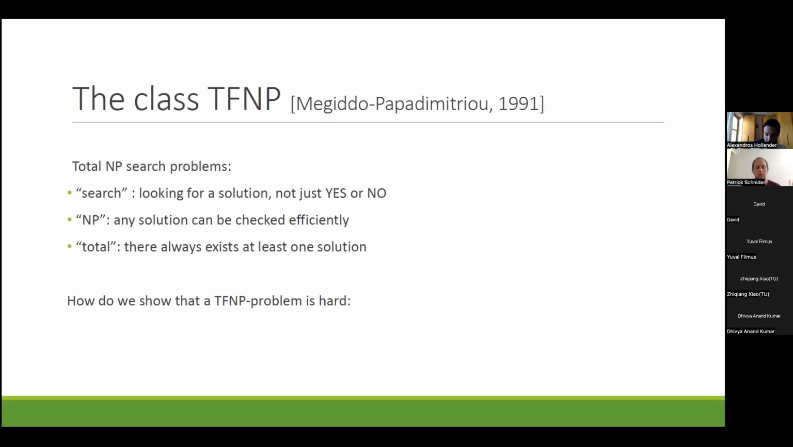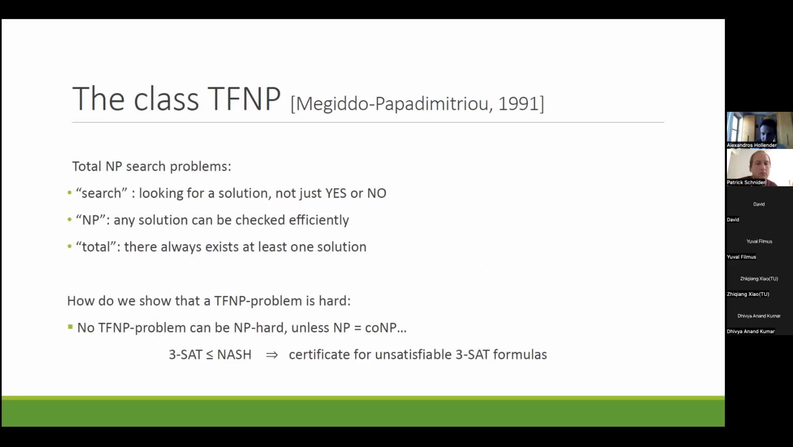So how do we provide evidence that a problem in TFNP is hard? As I mentioned earlier, we cannot hope for NP hardness, unless something very, very surprising happens, namely unless NP collapses to co-NP. We'll leave that as an exercise, but let me just mention the very brief idea of why that holds.